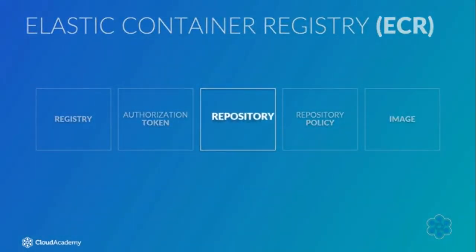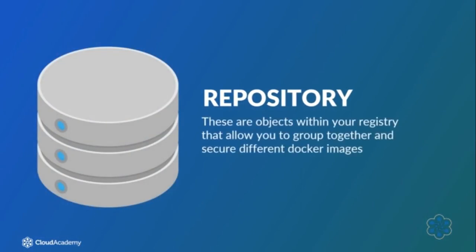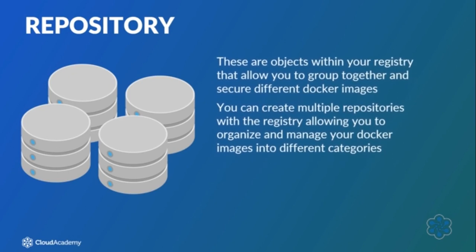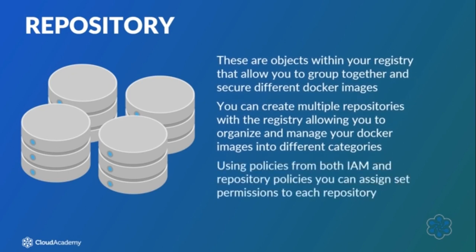The repository are objects within your registry that allow you to group together and secure different Docker images. You can create multiple repositories with the registry, allowing you to organize and manage your Docker images into different categories. Using policies from both IAM and repository policies, you can assign set permissions to each repository, allowing specific users to perform certain actions, such as performing a push or pull API.